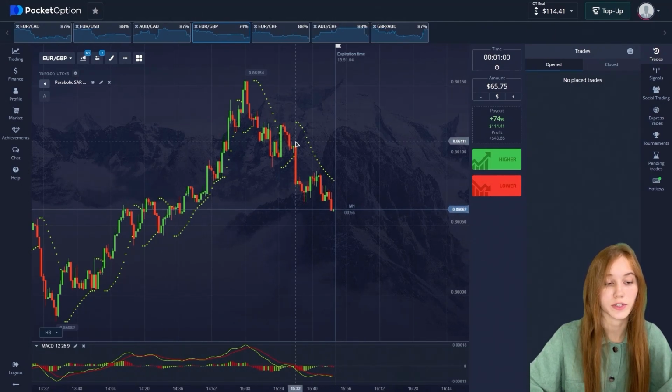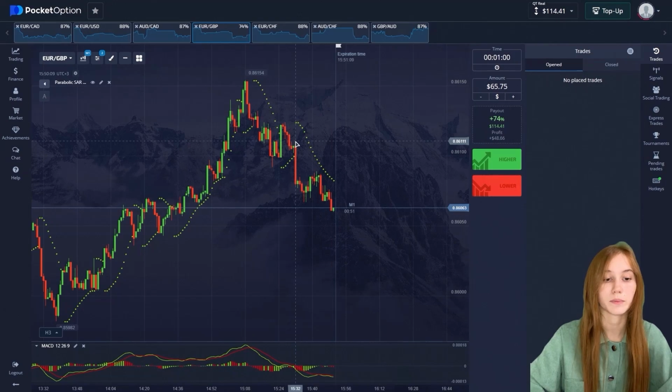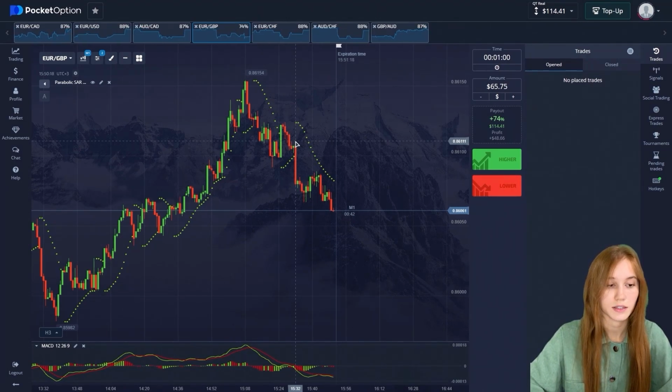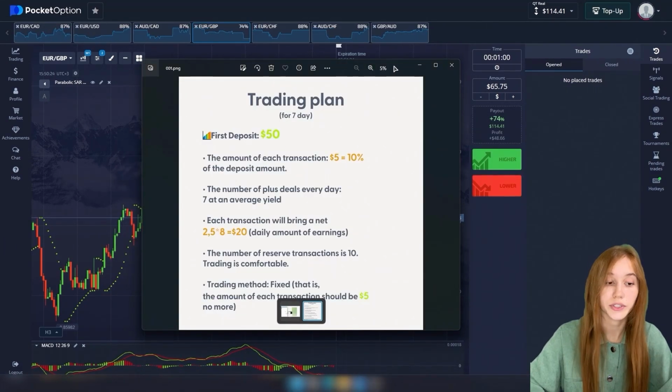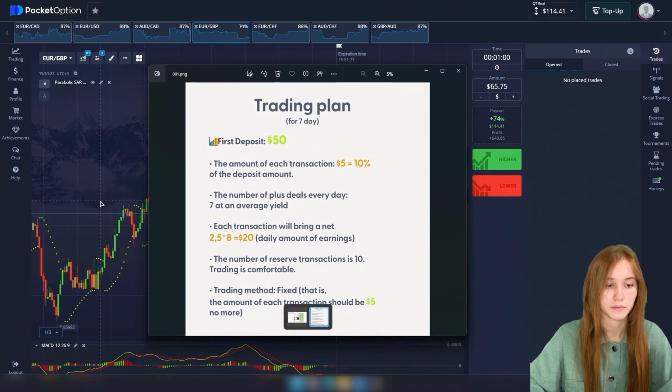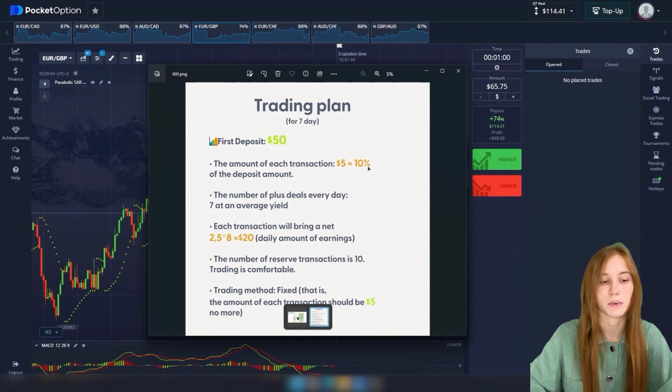Let's summarize it. First, we multiplied our balance by 11 times. It's very important to increase our balance. Let me show you this strategy, a small strategy. You see this, it's a parameters table for you. It's a plan for 7 days with $50 starting deposit. The amount of each deal is $5. It's 10% of the total deposit amount.